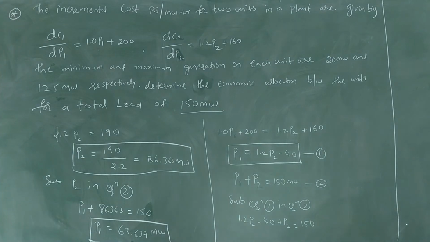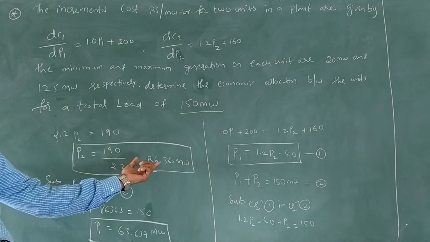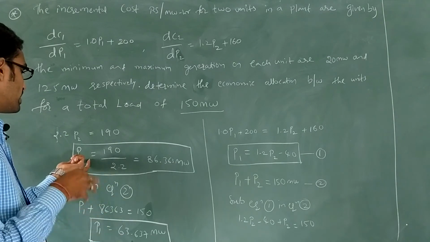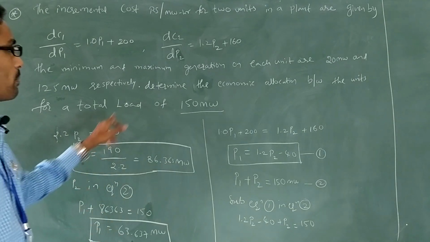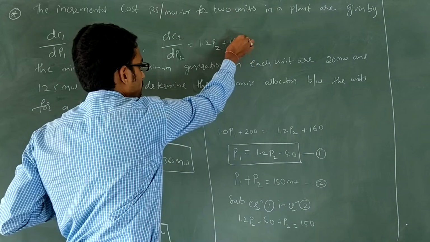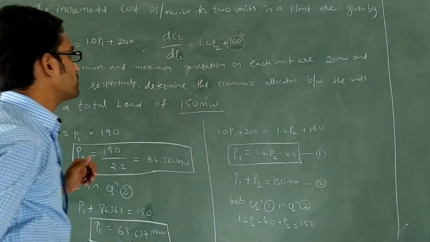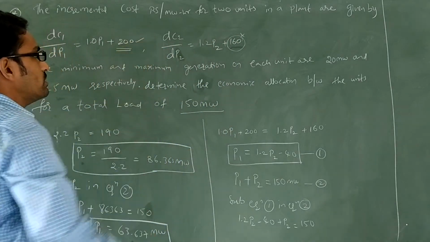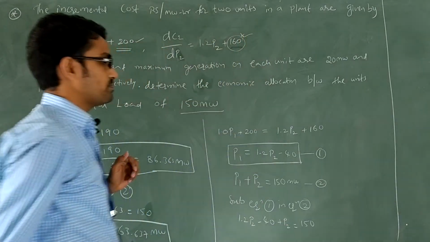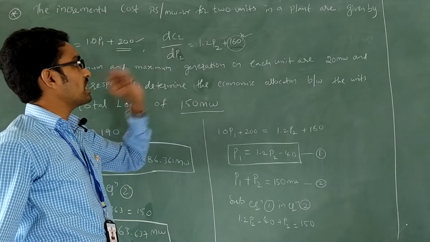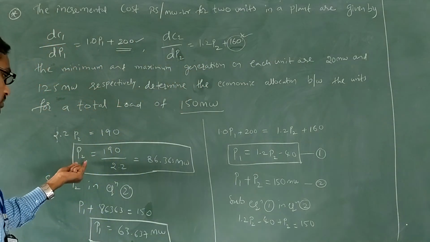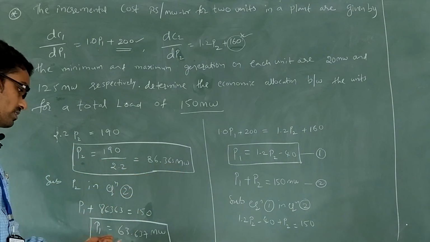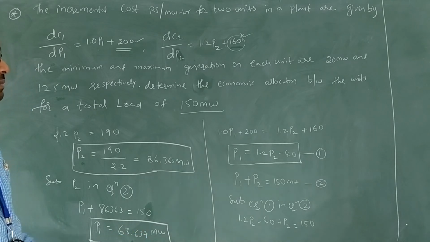Why am I allocating a higher value to P2? Because P2 has the lower cost of generation. How do you identify that P2 has less cost of generation? Look at the constant value in each equation and see which one is lower. Comparing the two, here it is 200 but here it is 160. That means generator 2 has the lower cost of generation, so you allocate the maximum load to it, that is 86.363. Here P1 is only 63.637 megawatts.